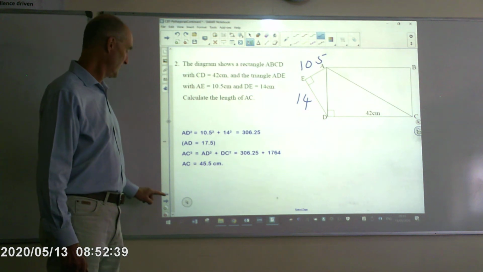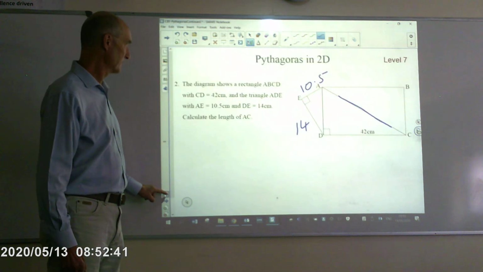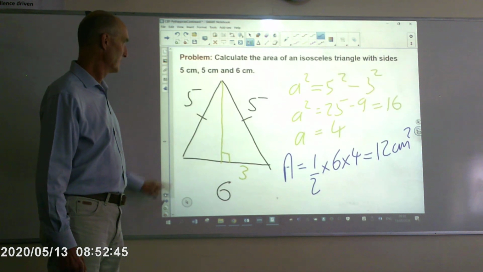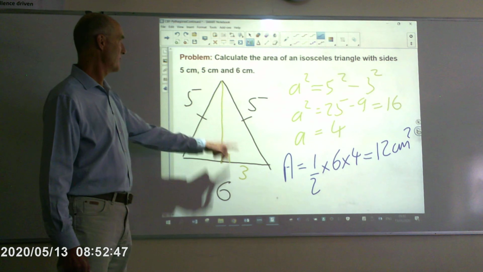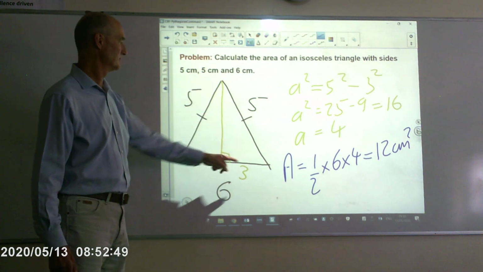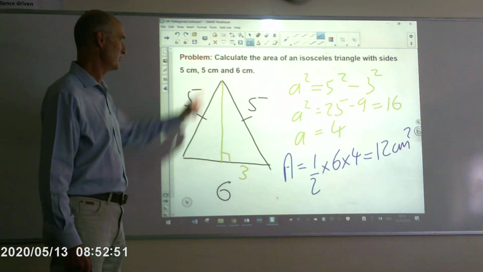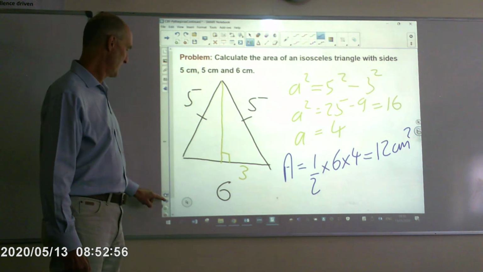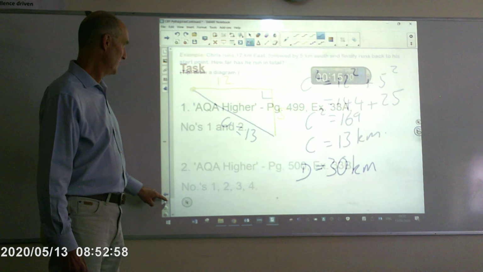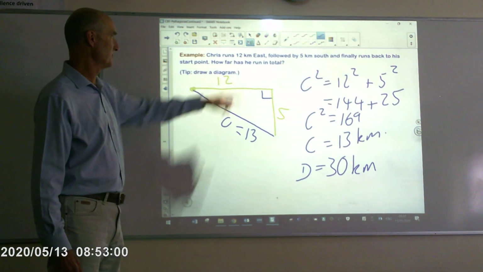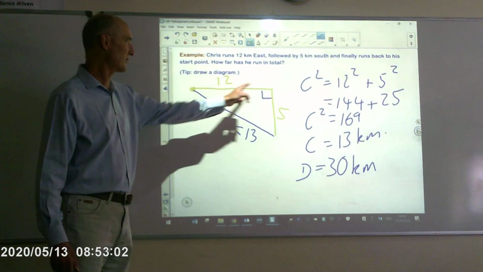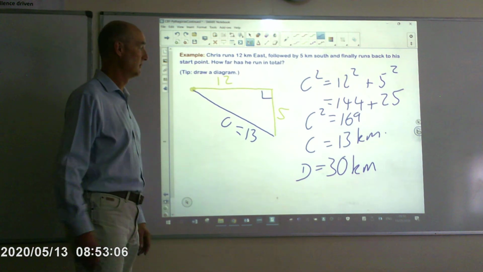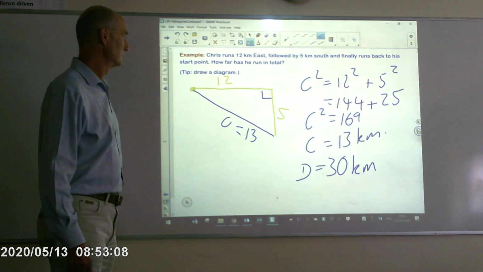So we've done three different examples there. An isosceles triangle where we've been asked to calculate the area. So we've used Pythagoras to find the height, and then we've been able to find the area. We've then done an example of a worded question. Draw a little diagram to show ourselves what's happening and help us understand it. And we've got our solution out.